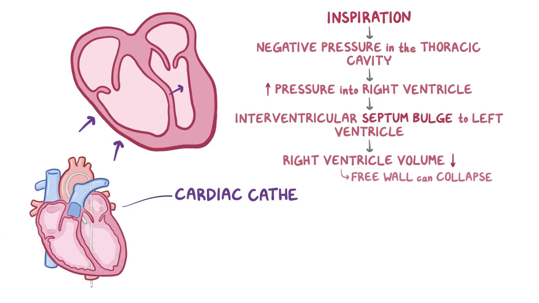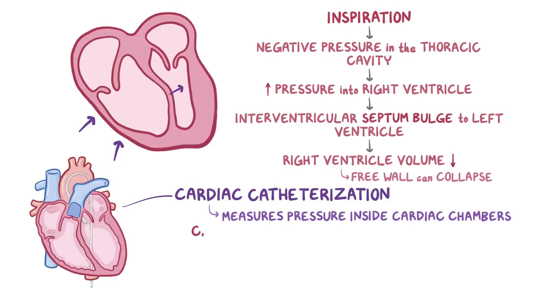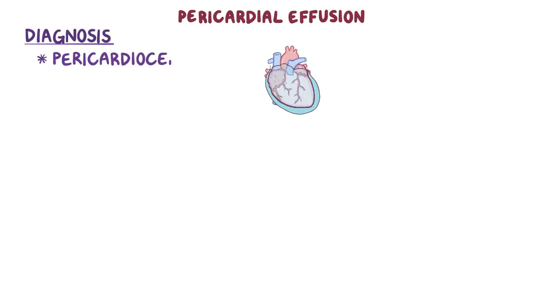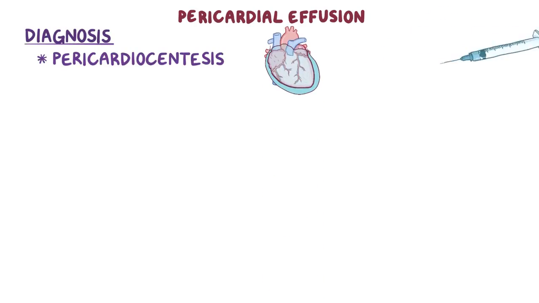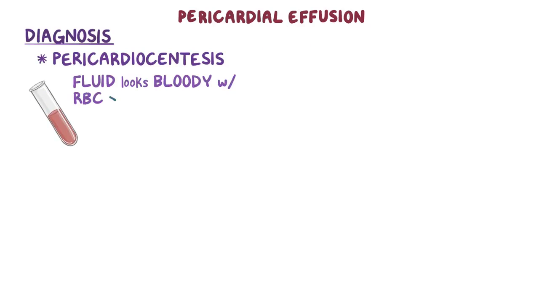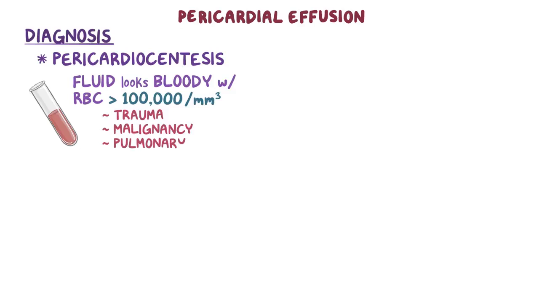Finally, cardiac catheterization measures the pressure inside the cardiac chambers, and in the case of tamponade, the pressure in all four chambers is equal. If the cause of the pericardial effusion is unclear, pericardiocentesis can be done to obtain and analyze the pericardial fluid. If the fluid looks bloody or hemorrhagic, with a red blood cell count above 100,000 millimeters cubed, it's suggestive of trauma, malignancy, or pulmonary embolism.